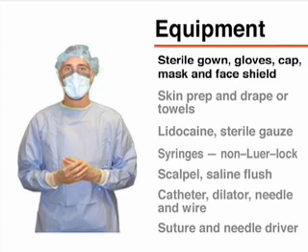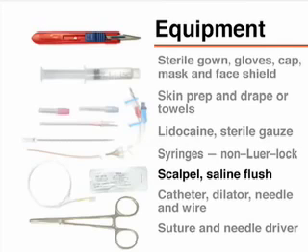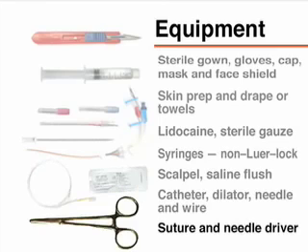Most of the equipment can be found in commercially prepared kits and should include skin preparation solution, sterile towels or drapes sufficient to cover the entire body, 1% lidocaine, sterile 4x4 gauze, non-luer lock or slip-tip syringes, which are easy to remove from the needle, a number 11 blade scalpel, saline or heparinized flushing solution, a catheter with the appropriate length and number of lumens, a compatible skin dilator, usually 1 French larger than the line, an appropriate sized needle, a guide wire of compatible size, which will pass through the catheter and needle, suture, and a needle driver.